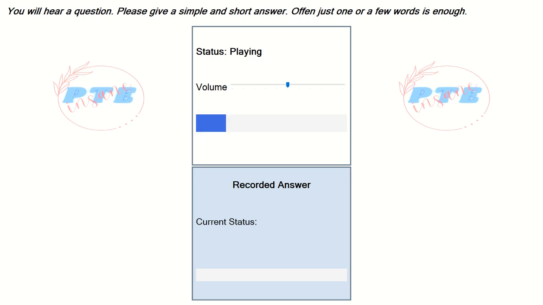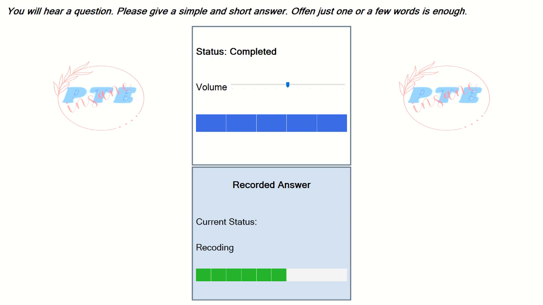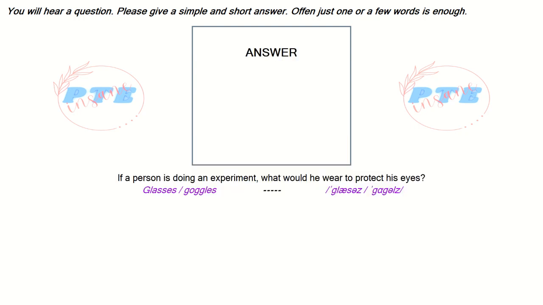If a person is doing an experiment, what would he wear to protect his eyes? Glasses. Goggles.